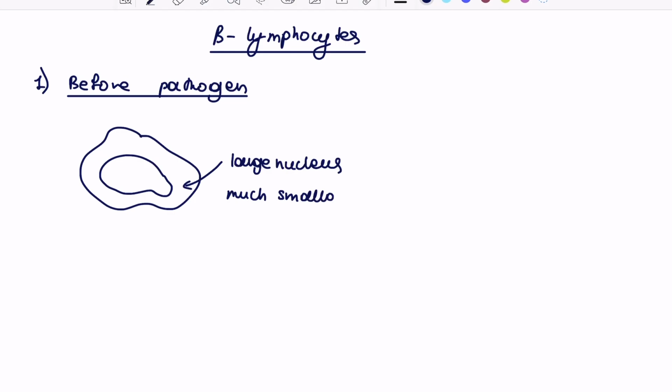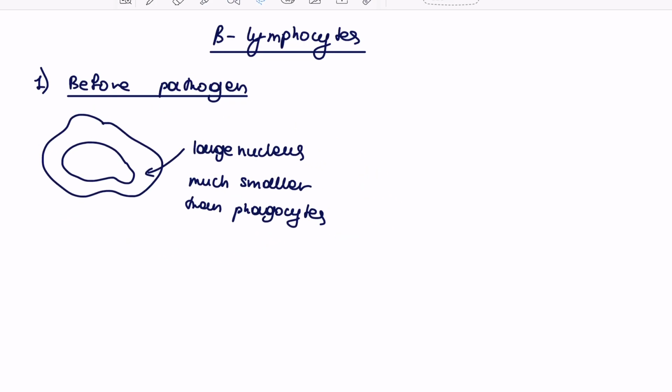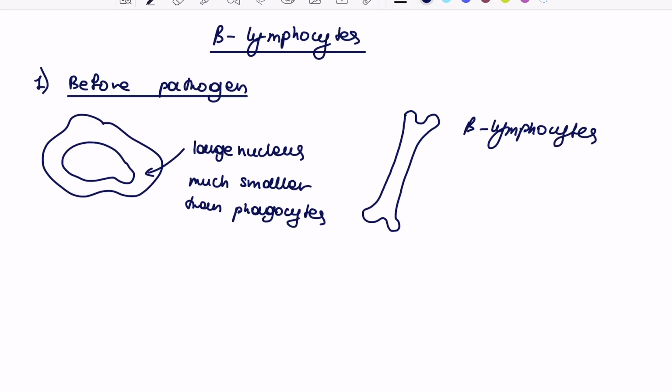The lymphocyte structure has a large nucleus and they're much smaller than phagocytes. You might be asked to draw this sometimes in exams, so do please remember this. B lymphocytes are produced in the bone marrow, as are many other white blood cells, and this is the place where they also undergo maturation.